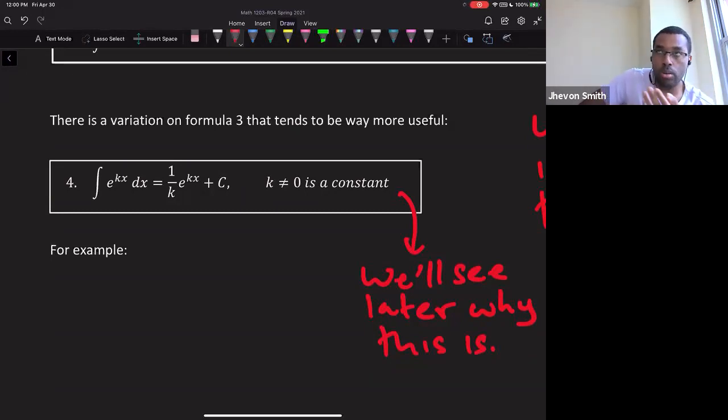If the constant were 0, it would just be e to the 0, you get 1, and then you'd use the power rule because 1 is x to the 0. You just apply the previous rule, right?